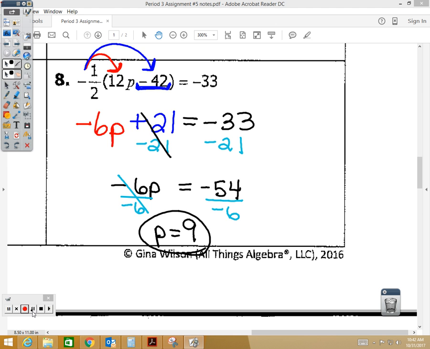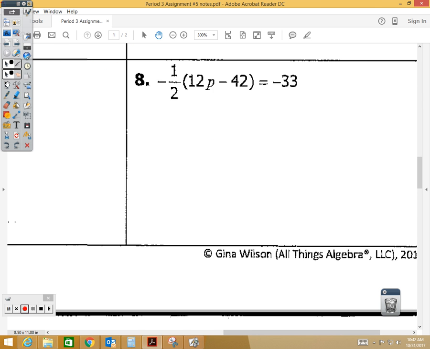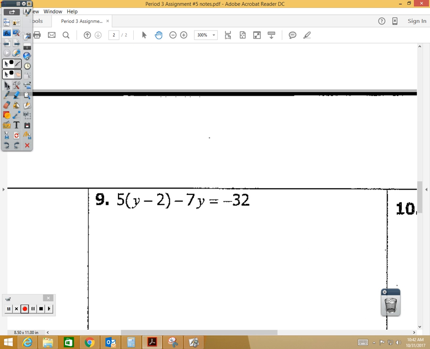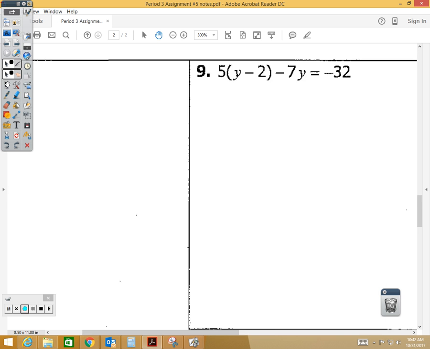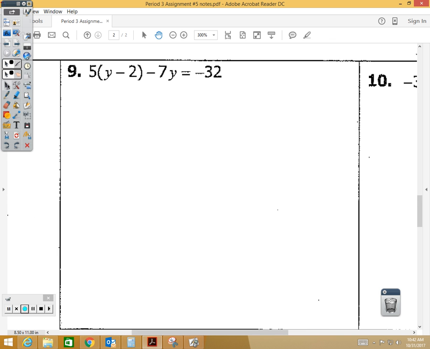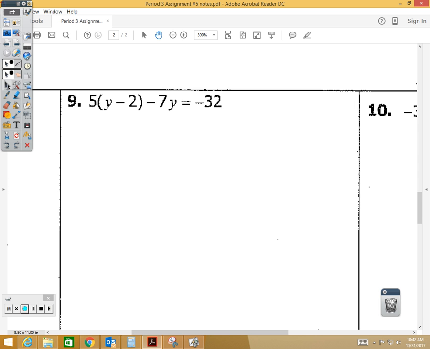Alright, let's look at the back side of your paper now. Again, we are not doing them all. But I would at least like to do number 9. Because number 9 is going to involve all 4 steps. I know that because I see parentheses, and I see more than just the distributive part. I see this negative 7y. That means I'm going to have to combine like terms also. So, let's first distribute, please. Number 9 is what we're on.